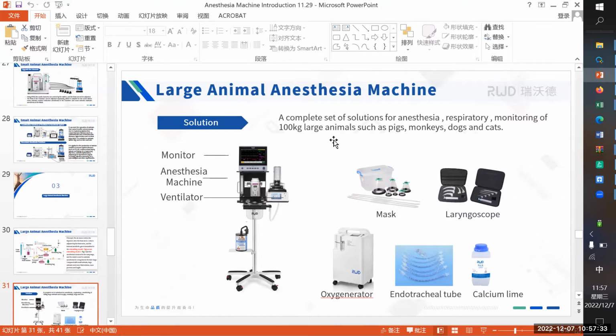The flow rate is too high. Too high. Yes. So that's not recommended.